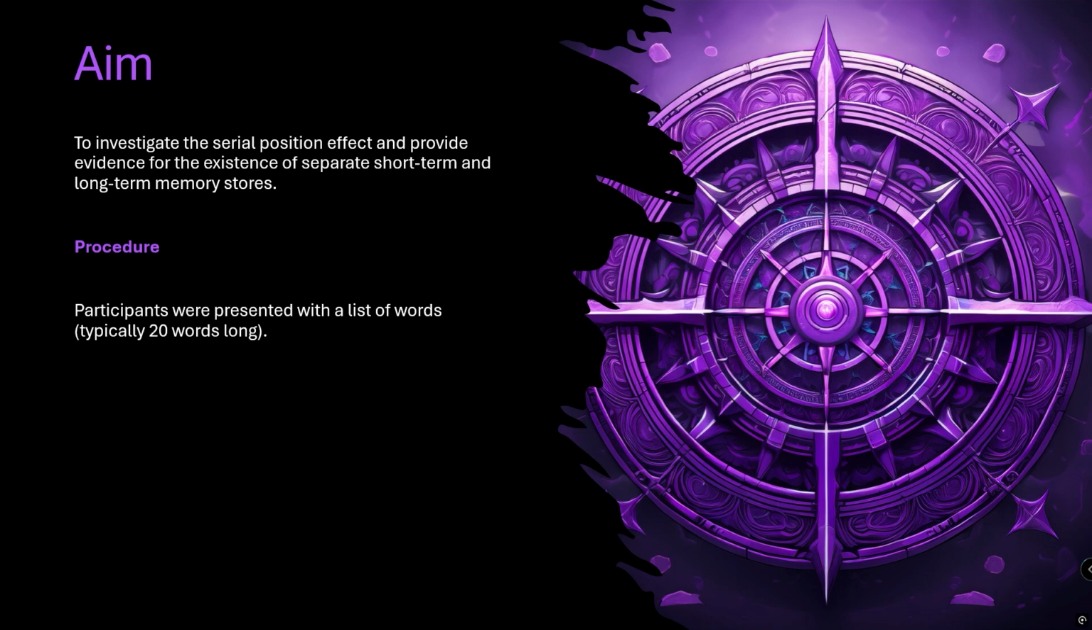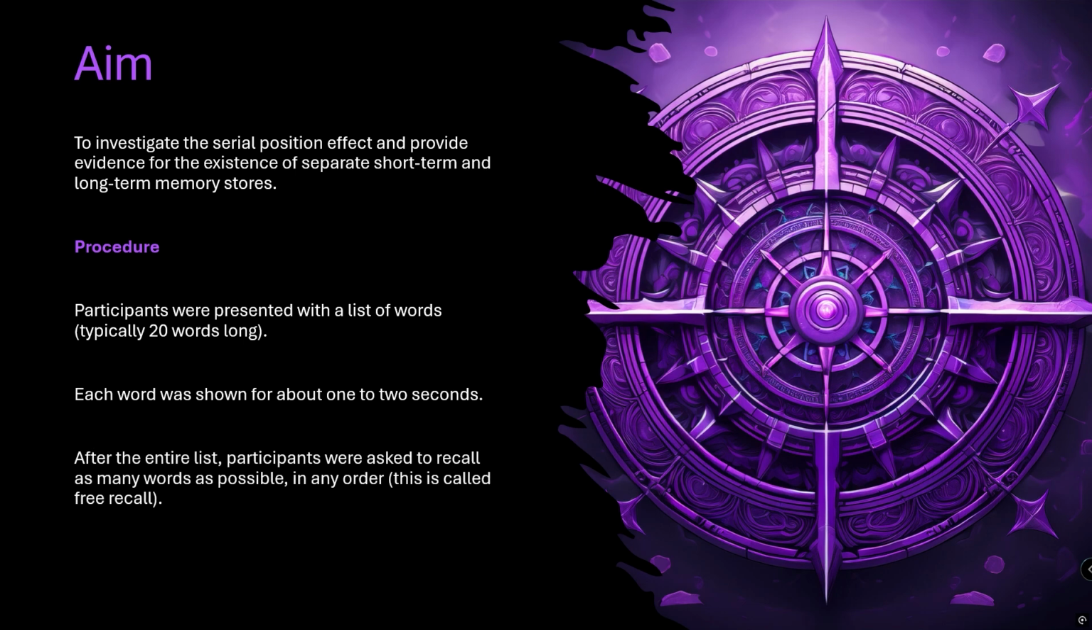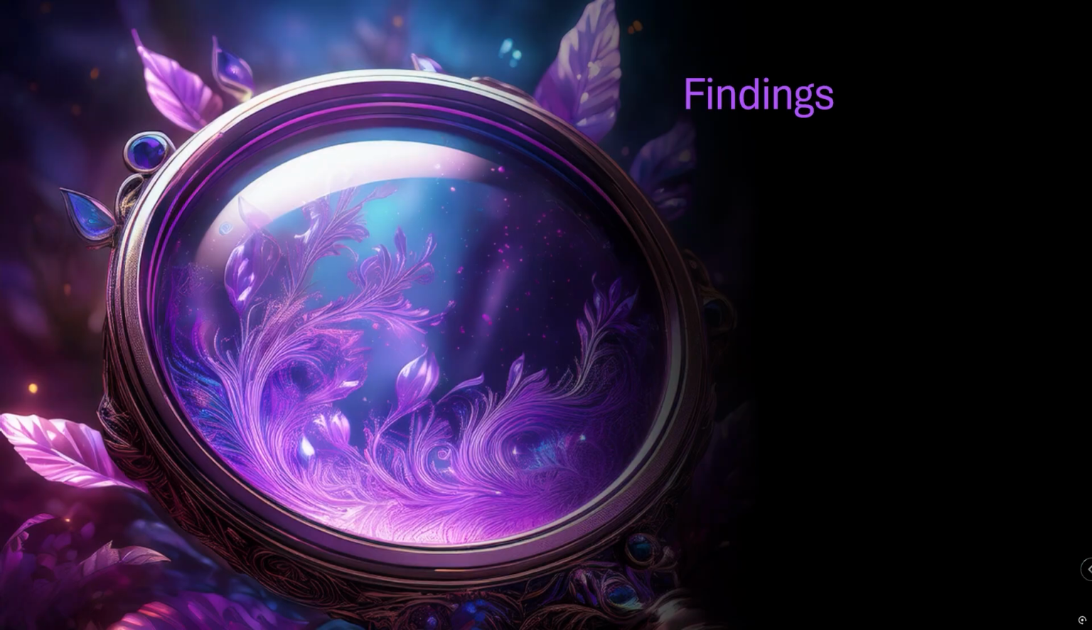Participants were presented with a list of words, typically 20 words. Each word was shown for about 1 to 2 seconds. After the entire list, participants were asked to recall as many words as possible in any order. This is called free recall. So remember that with free recall, you don't have to try and remember in the order that you saw it. Murdoch varied the number of words and presentation time in different versions to test the reliability of this.